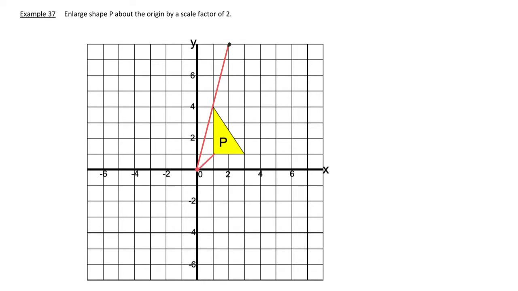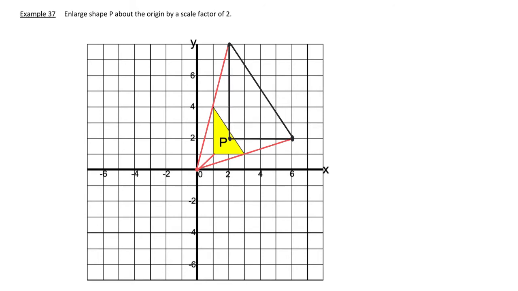I can do the same with this second point. So I've drawn the construction line and I can measure that length of the line and I can extend that so that it's twice the size, and the image point is going to be at the end of that construction line here. And again then I've drawn the construction line from the centre of enlargement to the last point, and I can measure that line and then double it, and the point will go to here. And then I can join the 3 points up, and that will form the enlarged triangle.